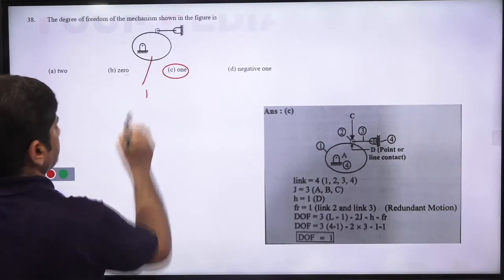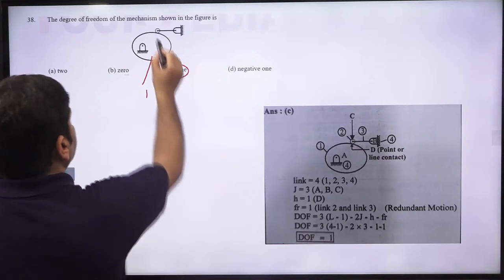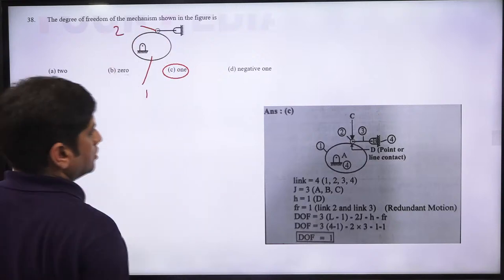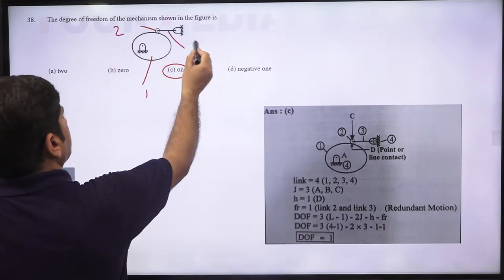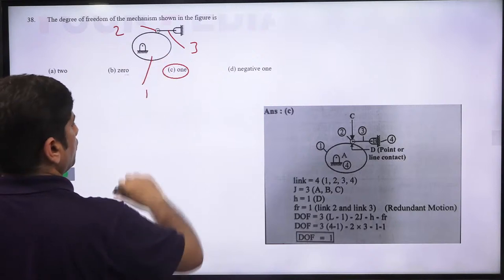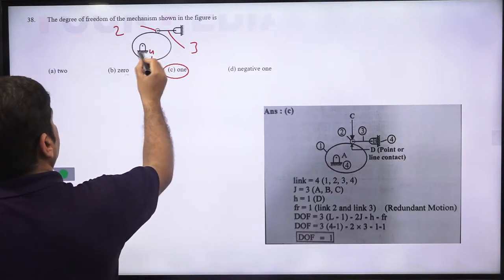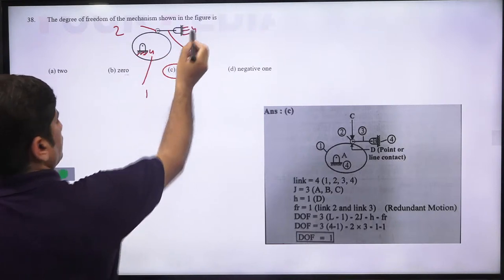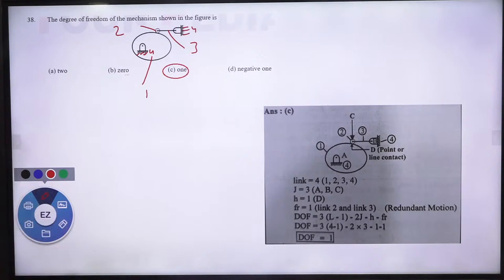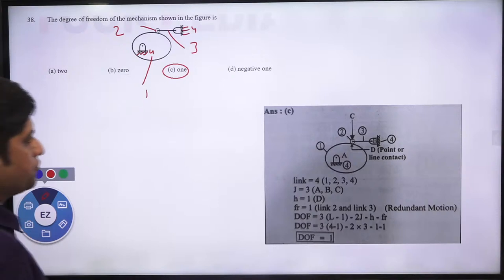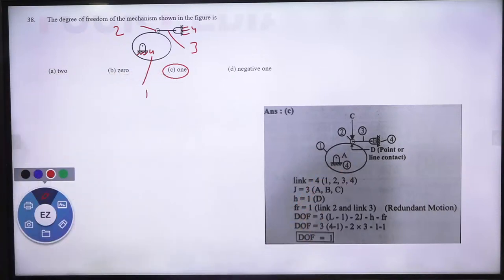Link number 1, link number 2, link number 3, link number 4, which is this one. And this is also 4. 4 links. See this carefully. Make a diagram in your copy. 4 links. There are 4 links. Can you see this diagram?